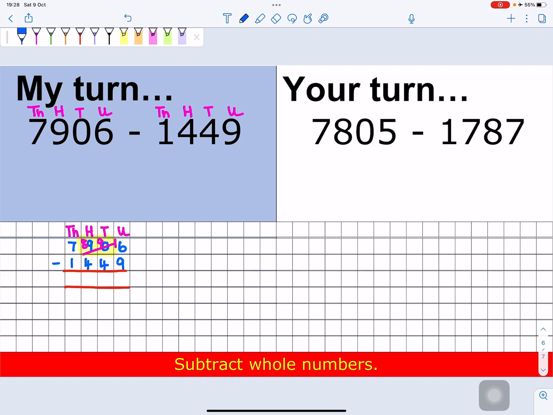16, take away 9, is 7. 9, take away 4, is 5. 8, take away 4, is 4. And 7, take away 1, is 6. So the answer to 7,906 take away 1,449 is 6,457. Press pause while you try the your turn question.